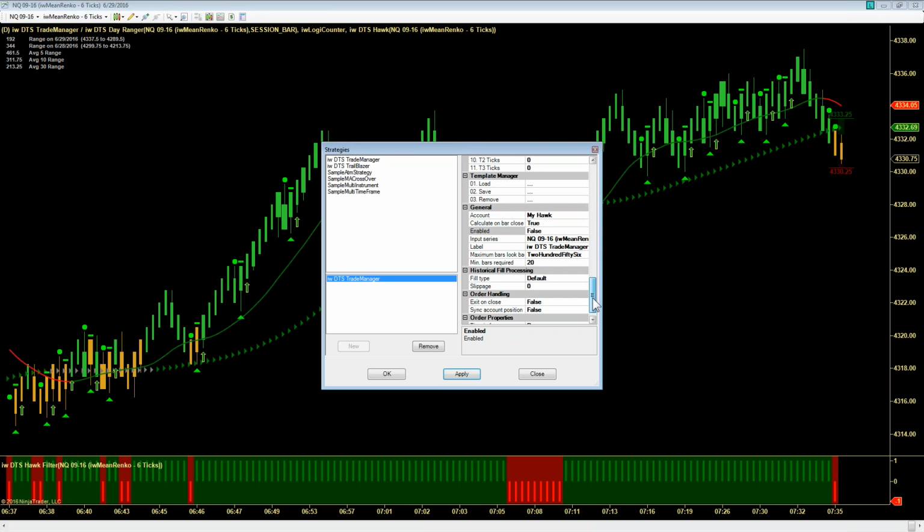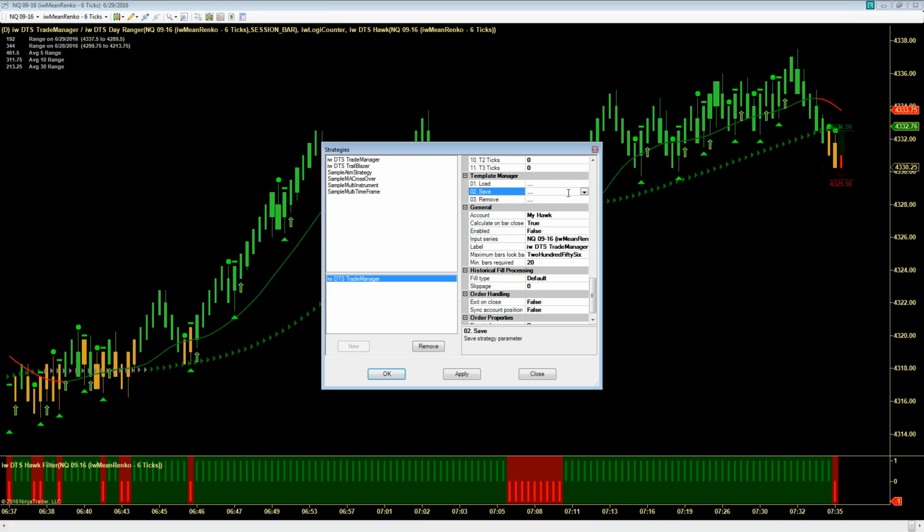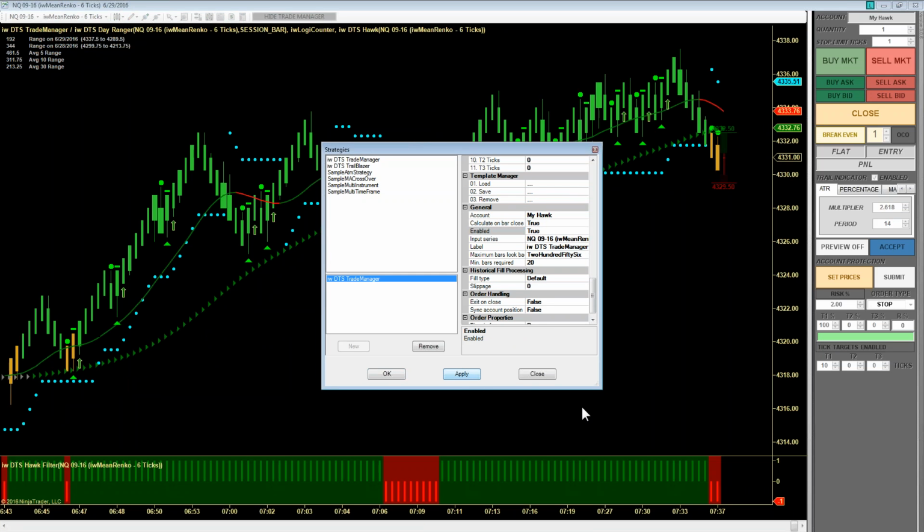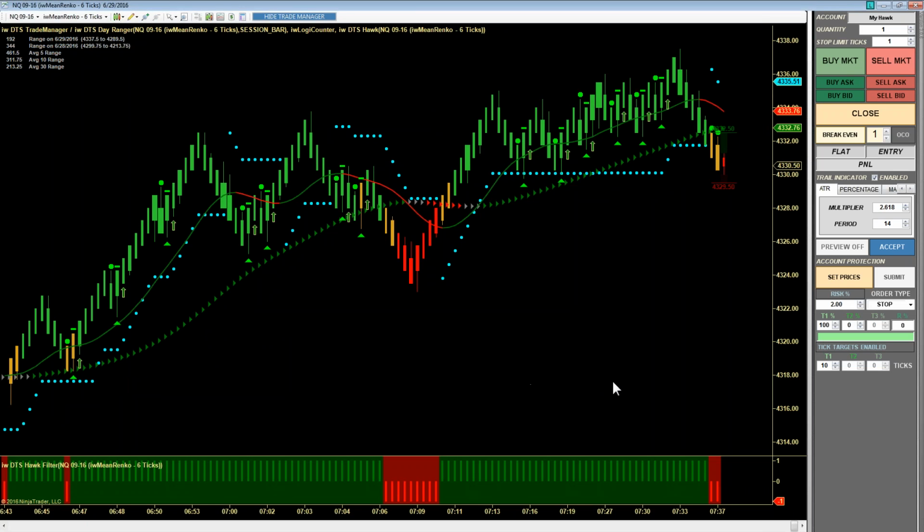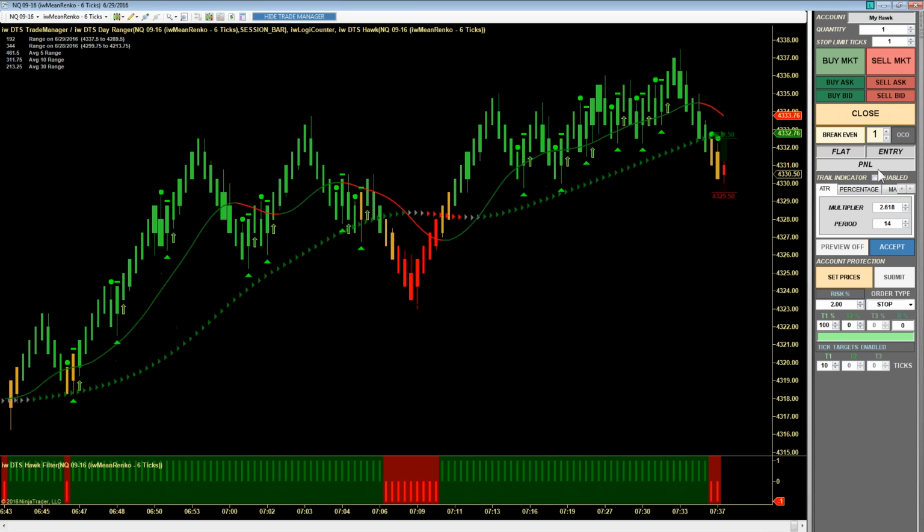So once you've done that, it's probably a good idea to save your template. Give it a name, whatever you want. I call mine Hawk, so I know it's for the Hawk. You just type in the label there, press enter, and that will automatically save it. You go back to your Enable tab, turn your Trade Manager back on, and that should solve the issue for you.